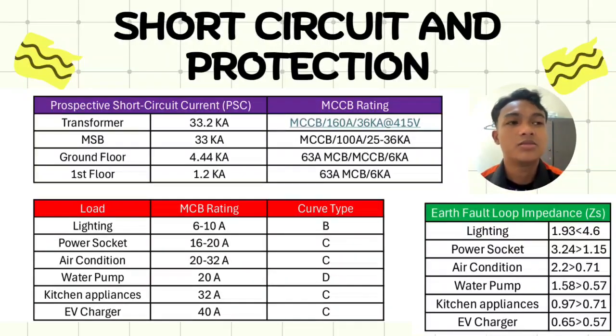And for the power socket and kitchen appliances, we could use curve type B, but we're using type C because we will have mixed loads of multiple equipment, and there is no current limit that we can calculate. So we're using a higher curve to prevent nuisance tripping. For the EV charger, we are using type C, a higher curve type, because it is power electronics. We will also be using a high electric current.